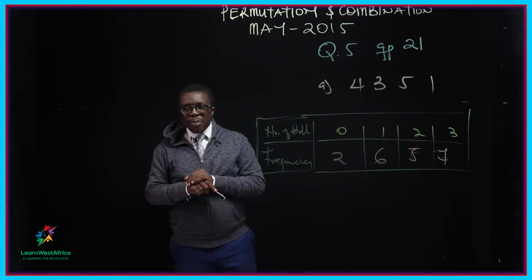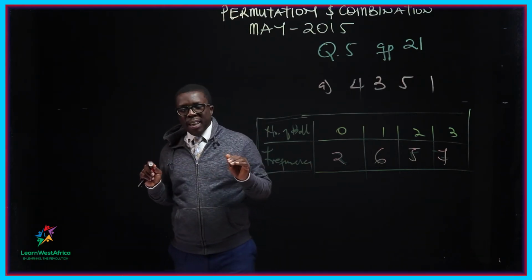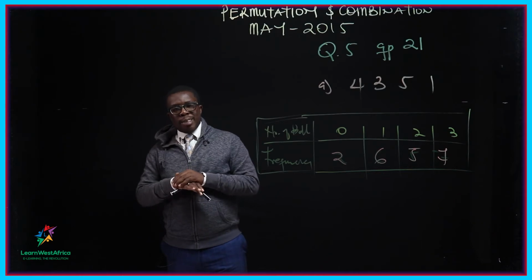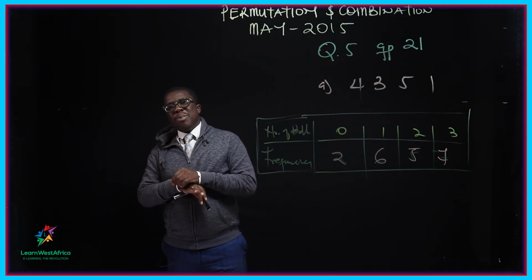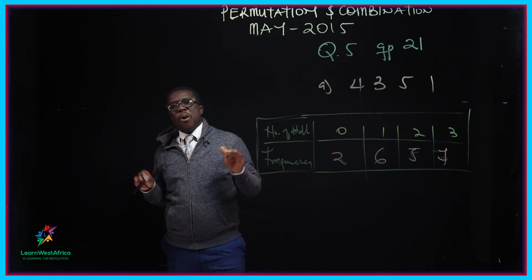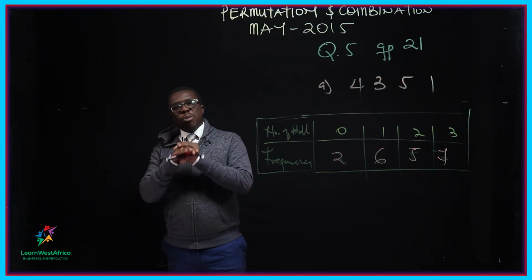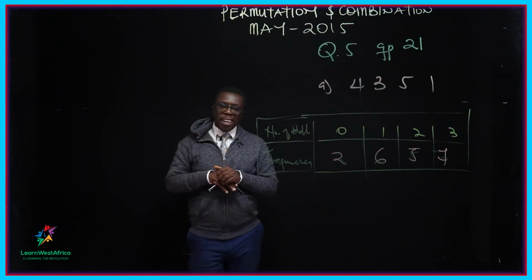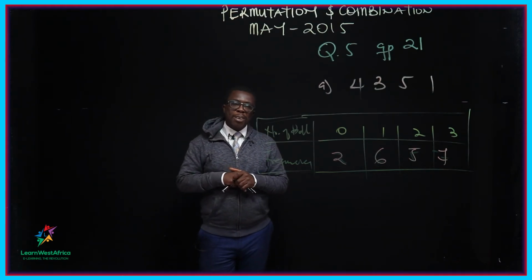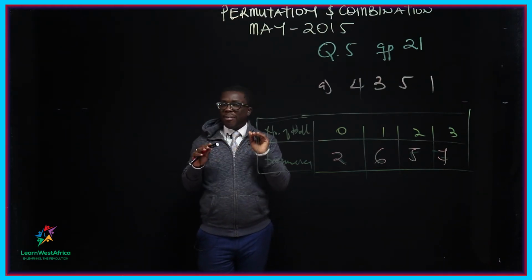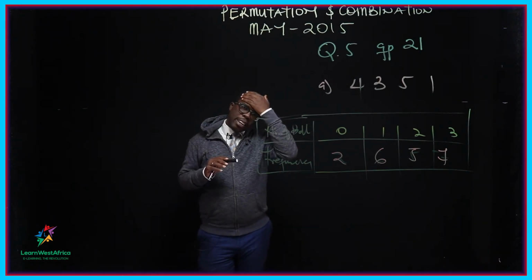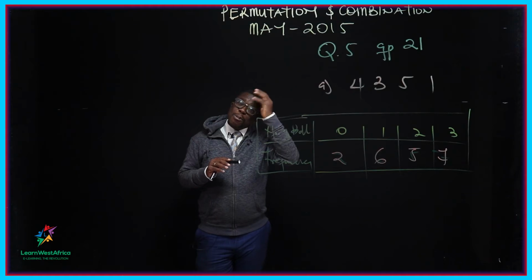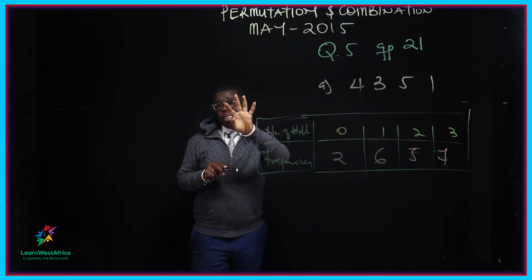4 balls are going to be chosen at random. We are asking how many ways this can occur so that all the 4 balls have the same number. Guys and girls, how do you think we can go about this? We want 4 balls that are chosen and they have the same number.